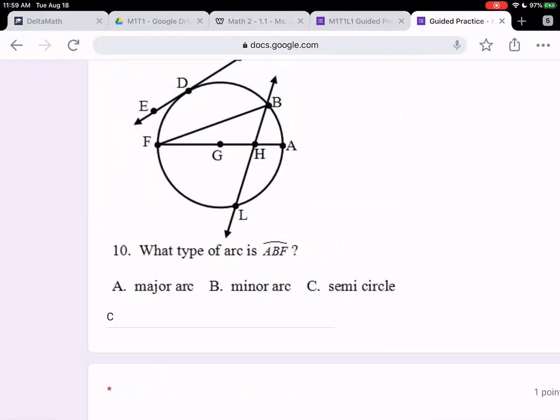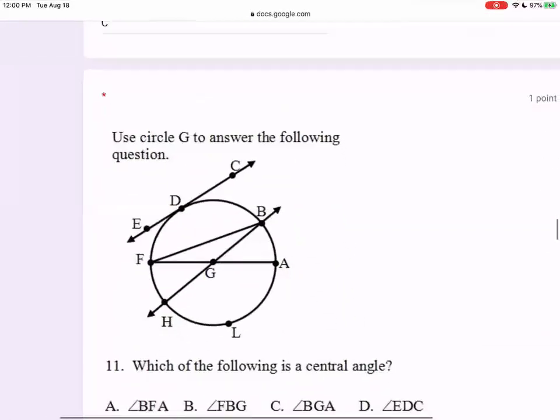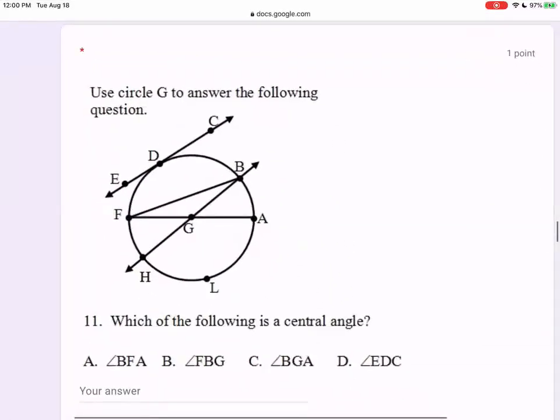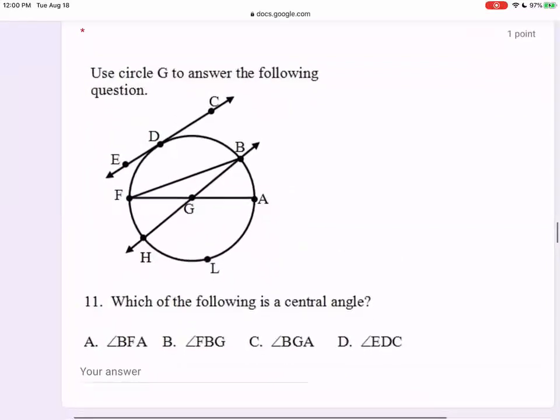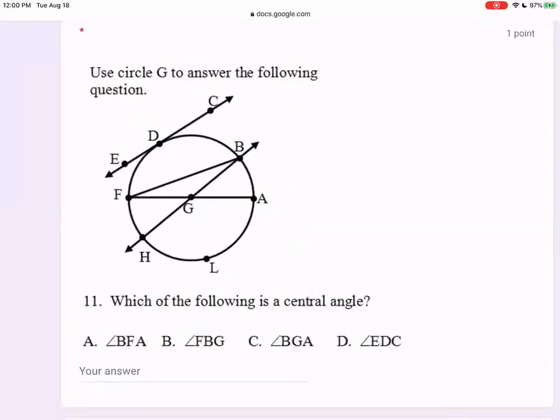Do you guys have questions on the arcs? Okay, let's do, I think there's 2 more questions. Use circle G to answer the following question. I said I wouldn't read that anymore, and I still did. Okay. Which of the following is a central angle?